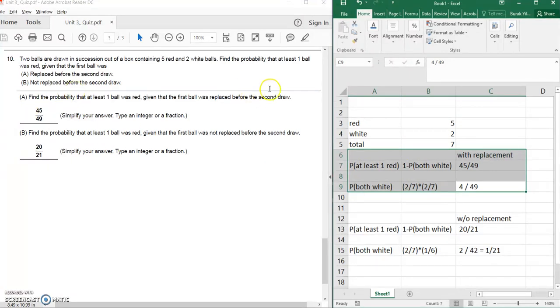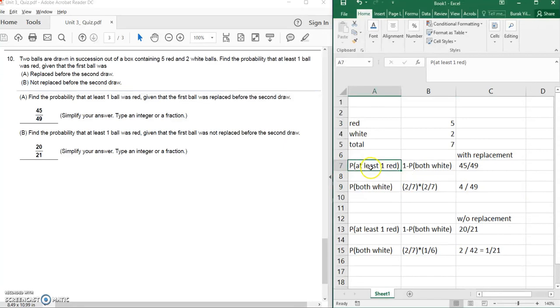So here's the trick here. The question is, find the probability that at least one ball was red. So that means it's okay if you pull one red, one white, and it's okay if you pull both of them red, because it says at least one. Calculating one red, one white, and then both red, and then adding them up, that's just too much work. So instead, we're going to find the probability that both balls are white, and then subtract that from 1. So the probability of pulling at least one red is the same as 1 minus the probability of both of them being white.